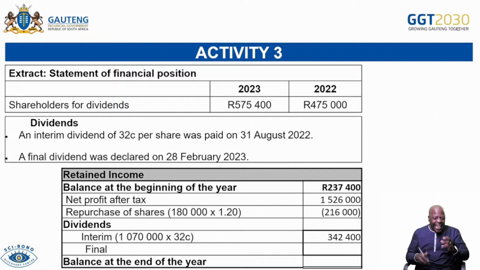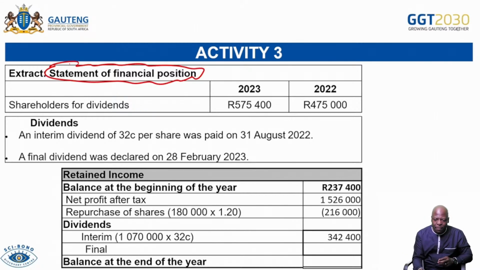But here we're given an extract of the statement of financial position. This is the balance sheet, and we're given shareholders for dividends. Once you see an amount in the statement of financial position, it's in the balance sheet already, and you see this under your current liabilities. That means it's an amount of money that we as a company are owing to our shareholders. Shareholders for dividends. That's the final dividend for the year.